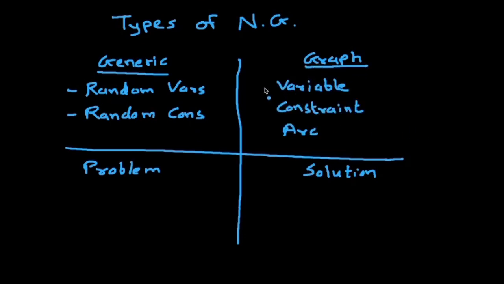So next we have the graph category. Here we have three neighborhood generators: variable graph neighborhood generator, constraint graph neighborhood generator, and arc graph neighborhood generator. In the first, the graph is between variables, so two variables are connected if they share a constraint. Here the graph is between constraints and variables, so there is an edge if one particular constraint contains a particular variable. And this one we will come to later.